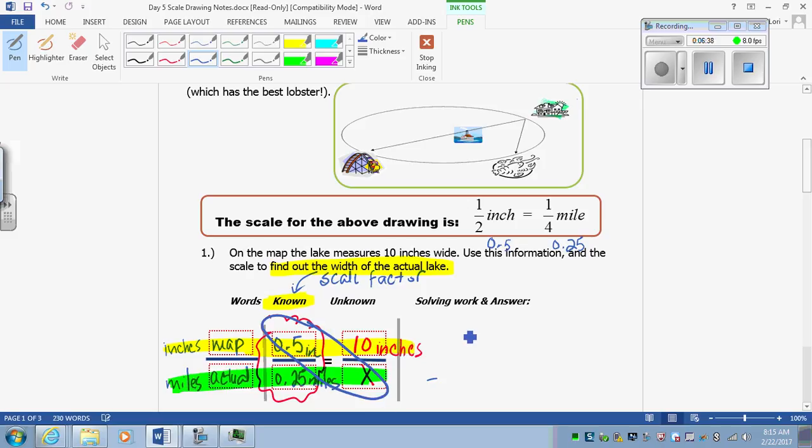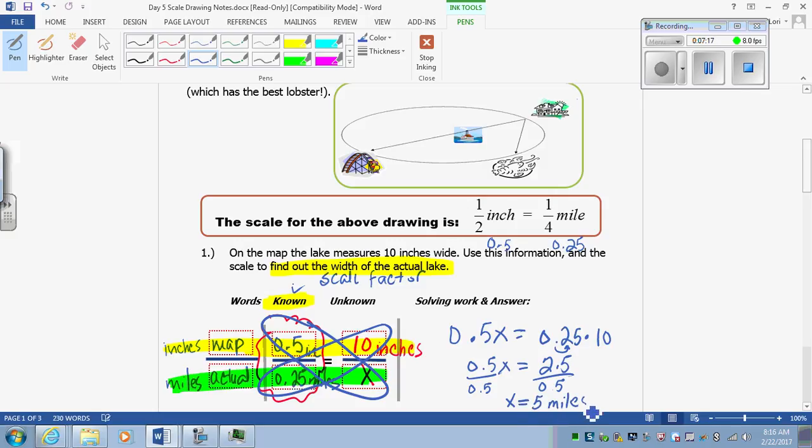So we get 0.5x is equal to the product of 0.25 times 10. Let's simplify that. We get 0.5x. If we use our calculator, we can see that 0.25 times 10 is 2.5. We just move the decimal place 1 point to the right. We divide each side by 0.5 so that we can get x alone. That comes out to be x equals 5 miles, because 2.5 divided by 0.5 is 5 miles.